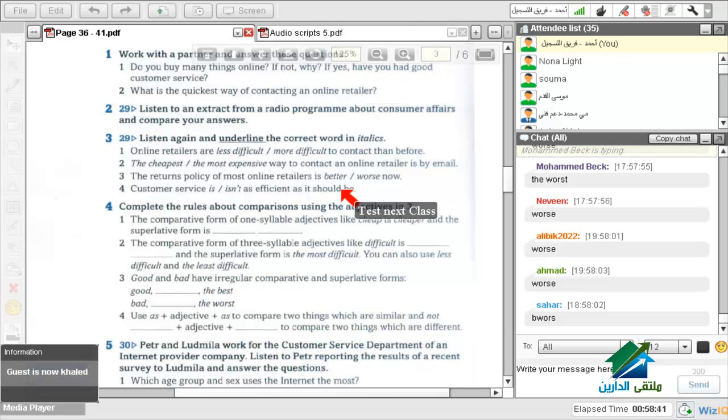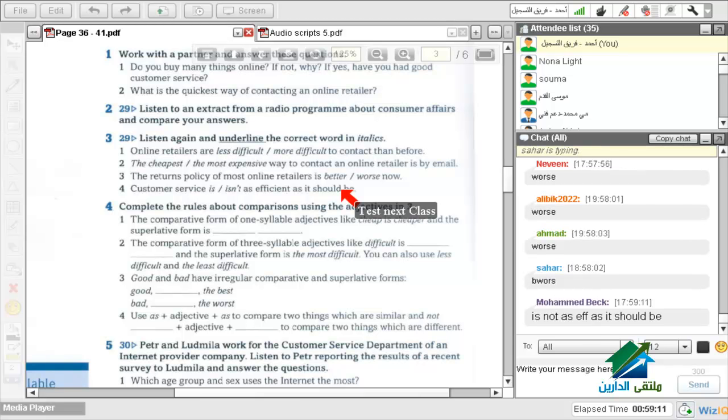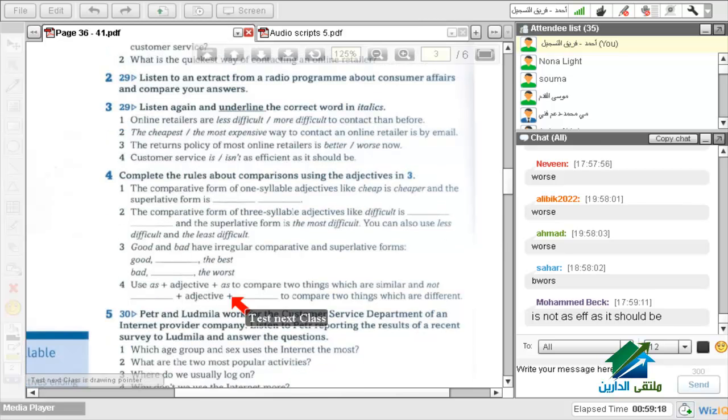Should be what needed to be. Right? You compare the current customer service with the ideal one. So you will say customer service is not as efficient as it should be. So you compare the customer service we have now, or the current one, I mean, with the customer service needed to be delivered to the customers. So it's not as efficient as it should be. Exactly.